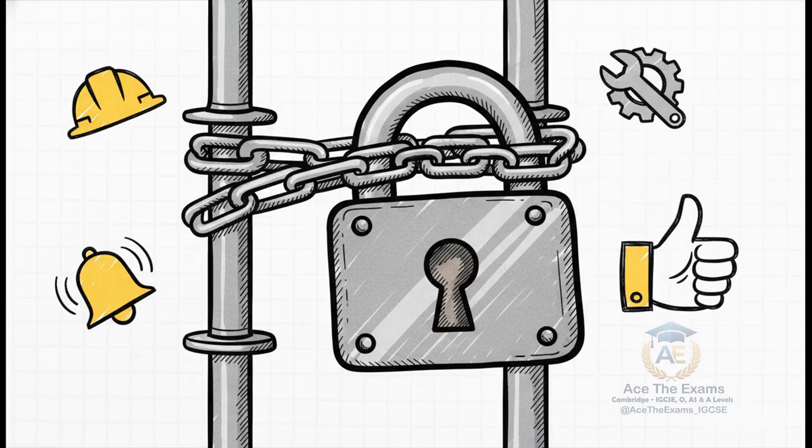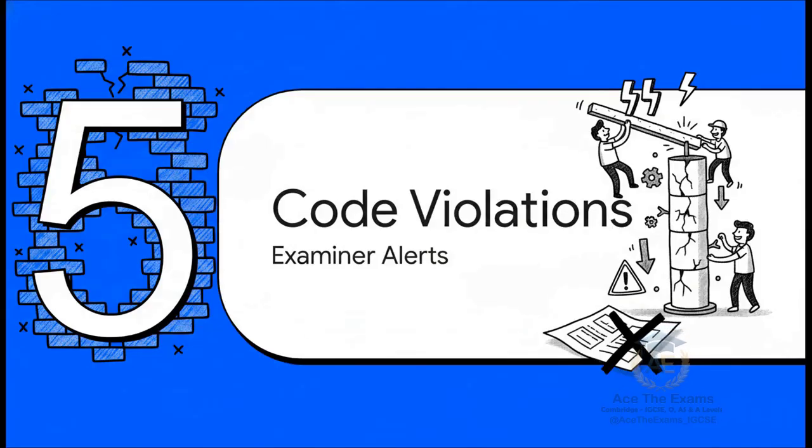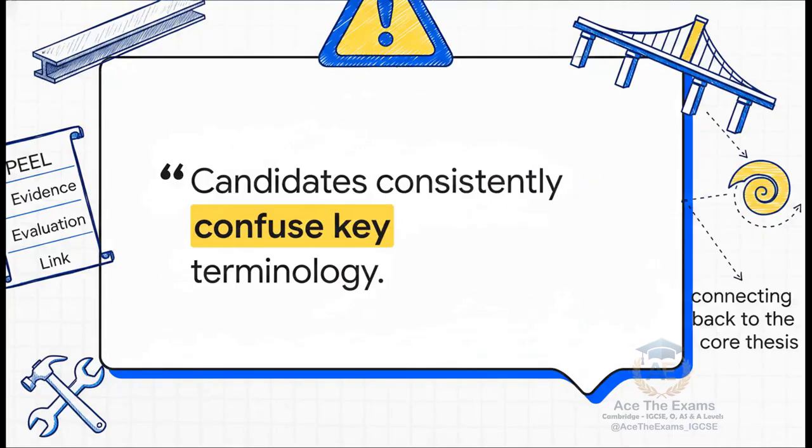Let's get back to the blueprint room. Section 5. Building Code Violations, Examiner Alerts. Let's look at some failed safety audits taken directly from the Cambridge Principal Examiner reports so we can see why student structures typically fall apart.